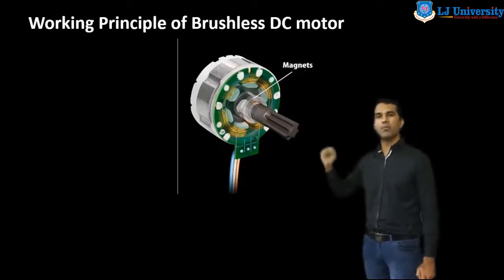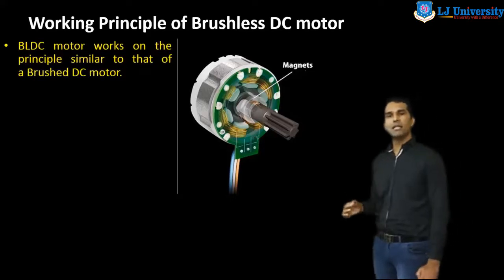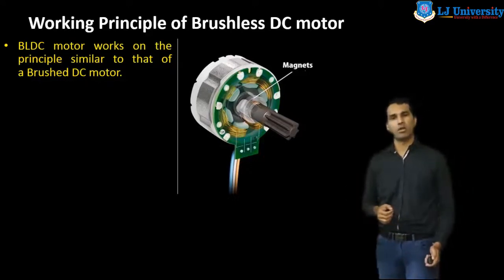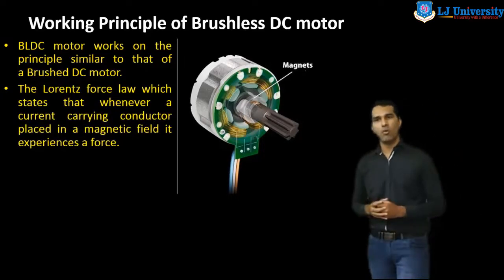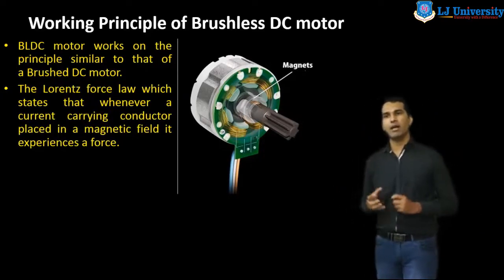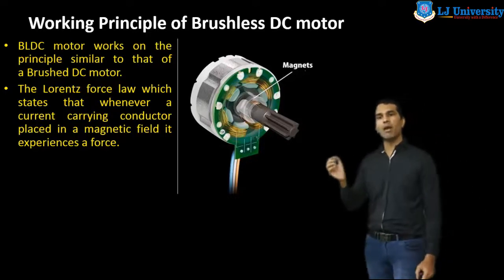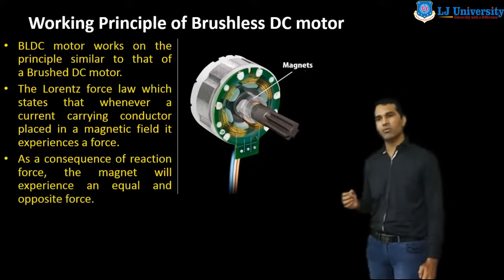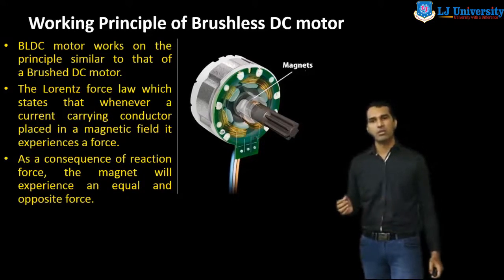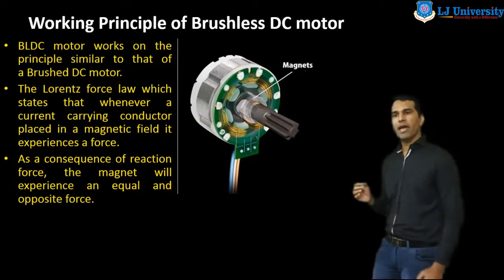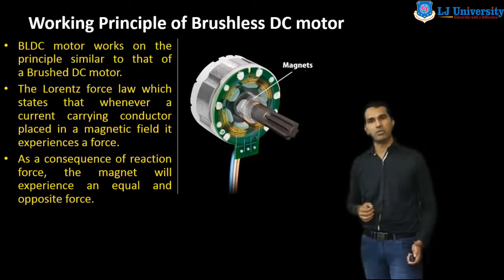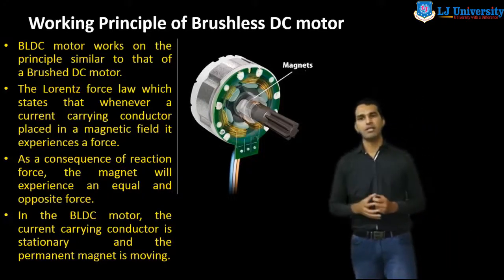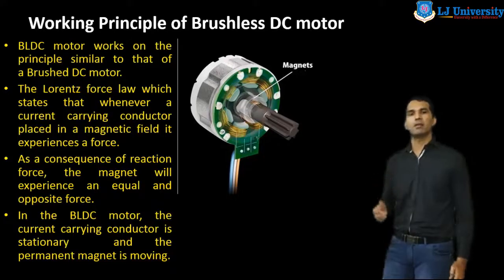Now we discuss the working of the brushless DC motor. A BLDC motor works on a principle similar to that of a brushed DC motor, the Lorentz force law, which states that whenever a current carrying conductor is placed in a magnetic field, it experiences a force. As a consequence of the reaction force, the magnet will experience an equal and opposite force.